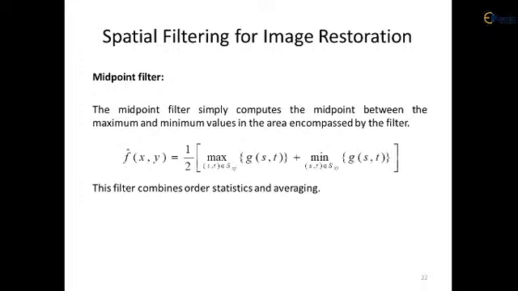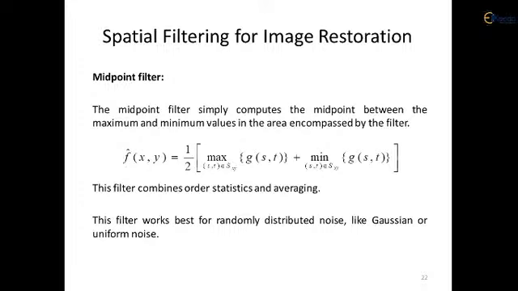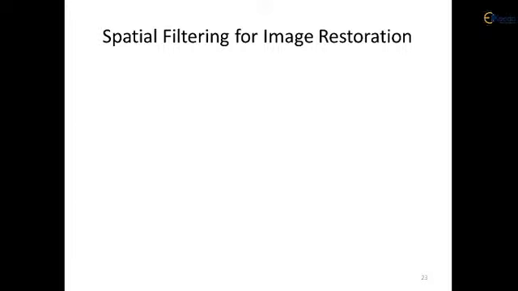This particular filter works best with randomly distributed noise, like the Gaussian and the uniform noise. So after covering the midpoint filter, the very simple one, the combination of the earlier two, we have the last category of the order statistic filters, the alpha trimmed mean filter. Alpha trim is the new term that has been added to the family of spatial filtering to achieve image restoration.